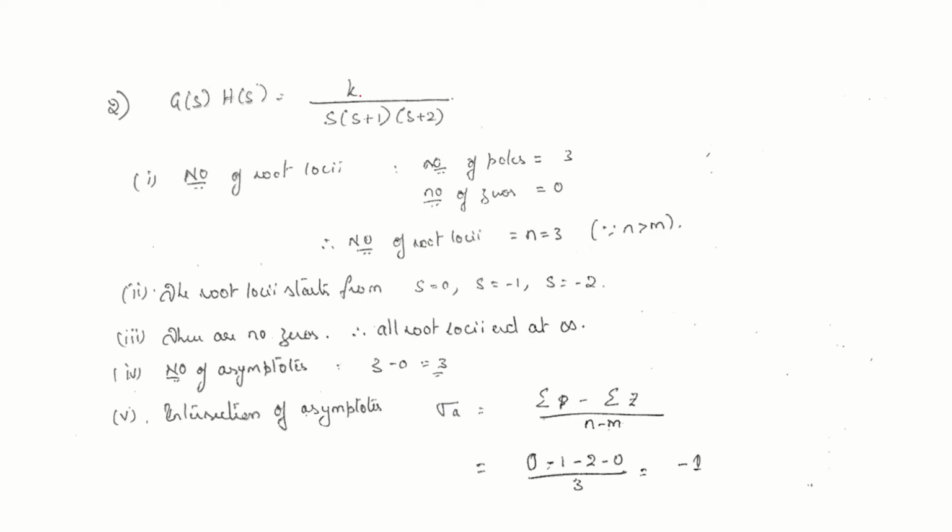G of S H of S is equal to K divided by S into S plus 1 into S plus 2. I'll apply the rules and draw the root locus plot. First, better you take a good graph sheet. Then draw a spline.